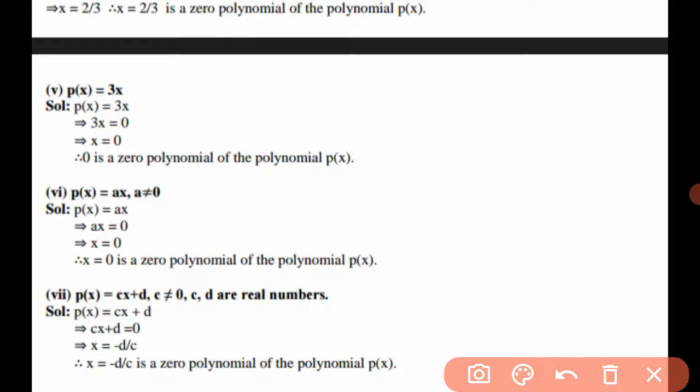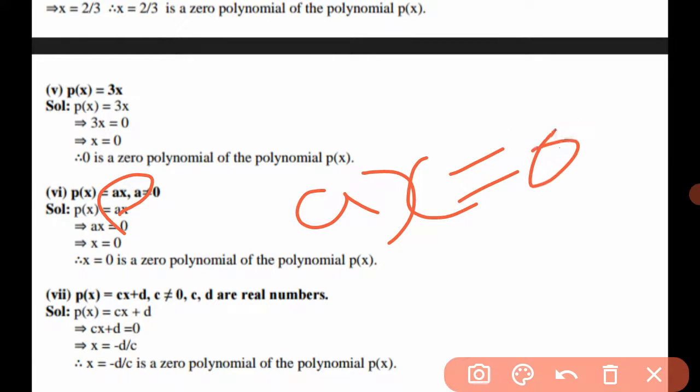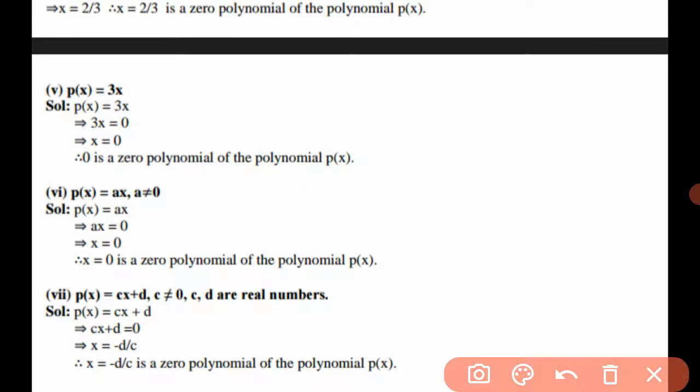Now after this, in the sixth part we have given ax, that means p(x) equals ax. So ax will be equal to 0. So the value of x equals 0 upon a, means 0. So here also 0 is the zero of the polynomial p(x).